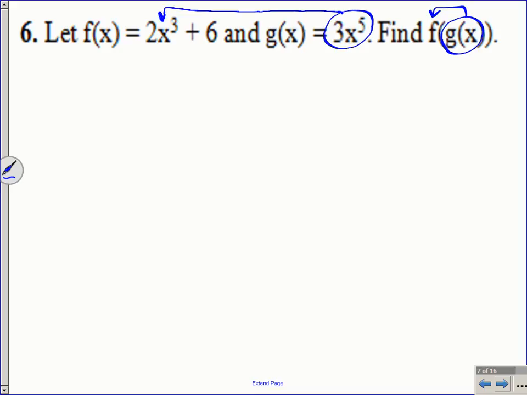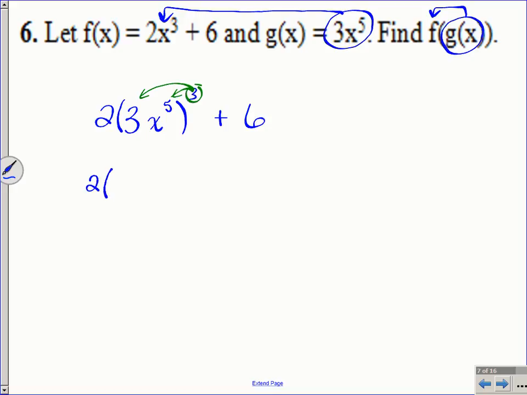of x function. So when I do that, that's going to give me 2 times something cubed plus 6. And that something is the g of x function. So I'm going to put my 3x to the 5th in there. Okay, so we got a lot of work to do to simplify this one. First of all, order of operations says that we have to take care of exponents before multiplying. So that means this third power needs to get applied to both things inside my parentheses first.